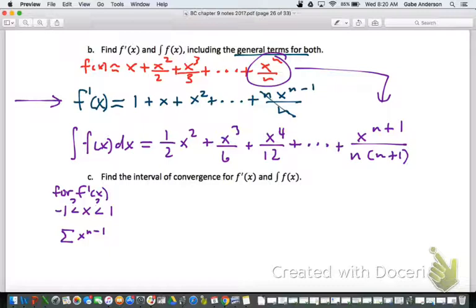So for x equals -1, let's see here. It's going to be, so we get something like this, sigma of (-1) to the n minus 1. Kind of interesting. I'll come back up here and rewrite a little bit.